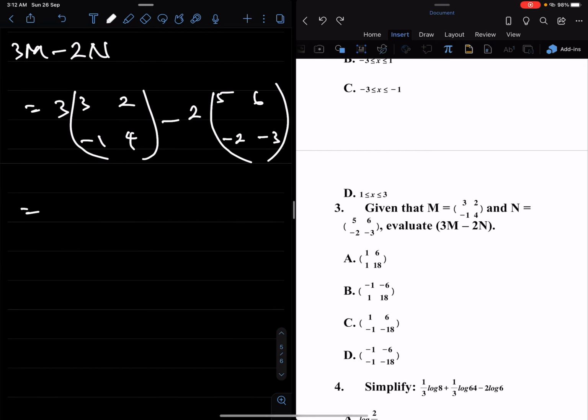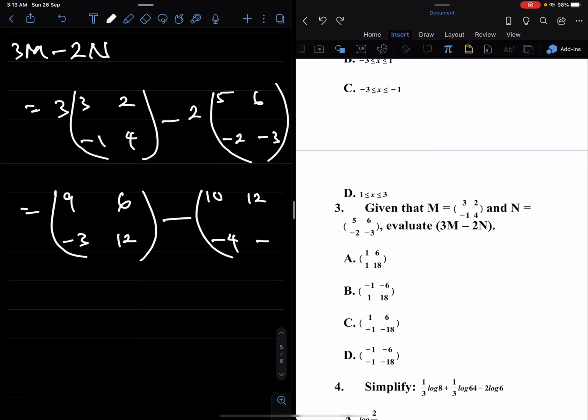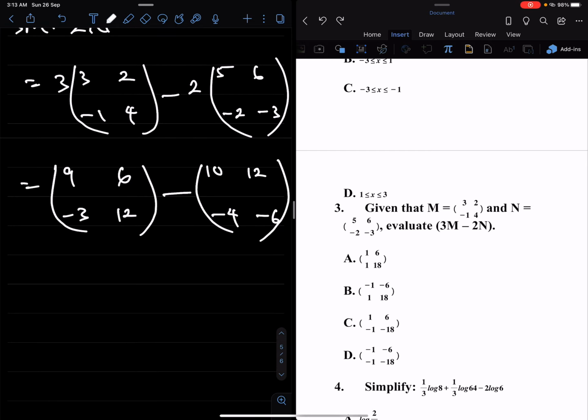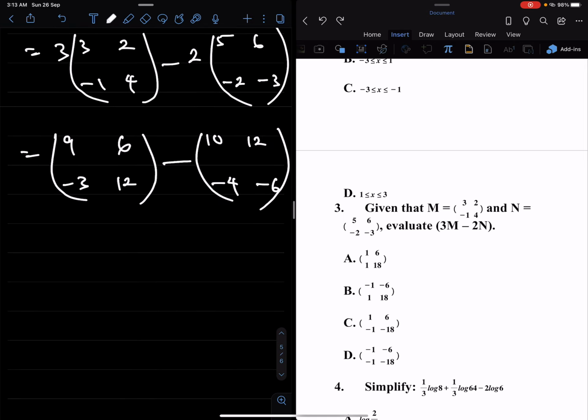And when you are multiplying a matrix by a scalar, you just multiply each of the elements of the matrix by that scalar. So I'm going to do 3 times 3, 3 times 2, 3 times minus 1, and 3 times 4. And the same thing for this, 2 times 5, 2 times 6, 2 times minus 2, 2 times minus 3. So there we go. We have 9, 6, minus 3, 12, and minus 10, minus 12, minus 4, minus 6.